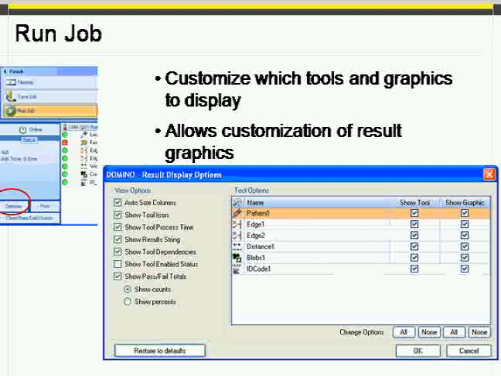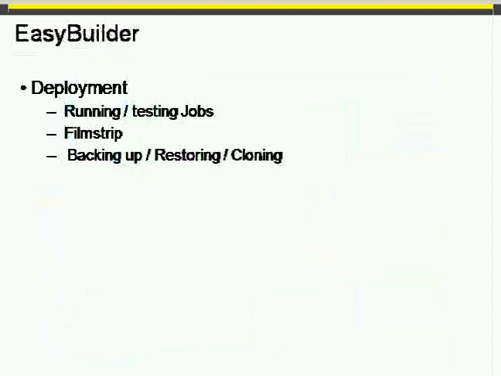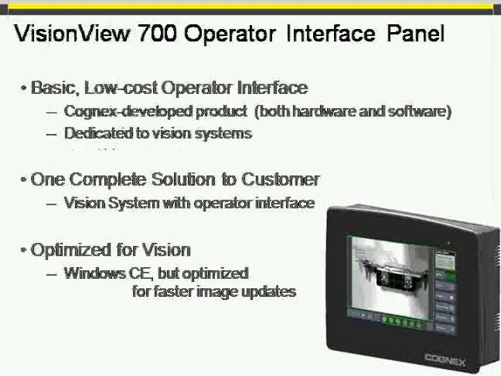Once we've configured that to how you want it to look, then you can go ahead here to the actual deployment by saving and running the job, and then running the film strip and backing up your job file to the PC, and possibly restoring it or cloning your camera to the other cameras in the network. Once that's done, then we can get into the VisionView operator interface.